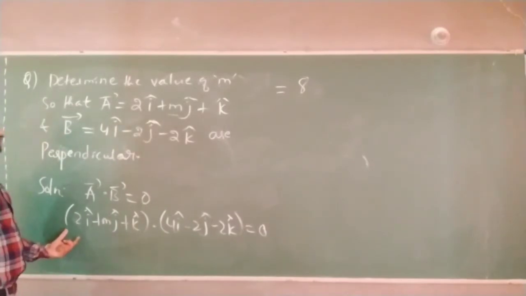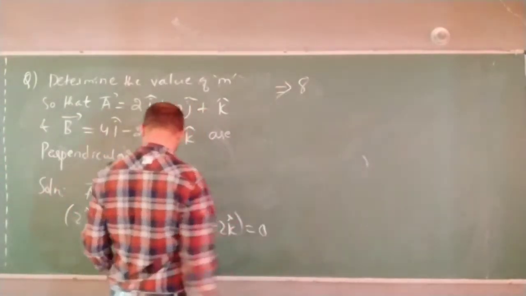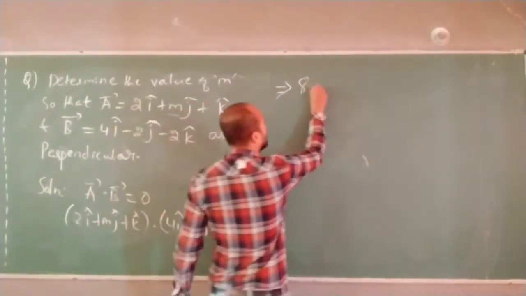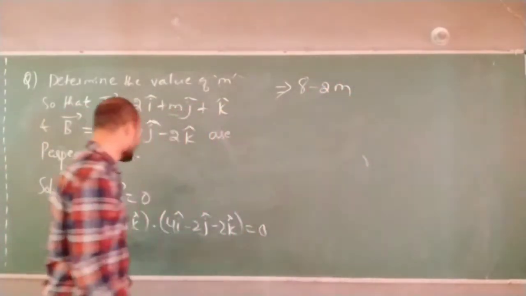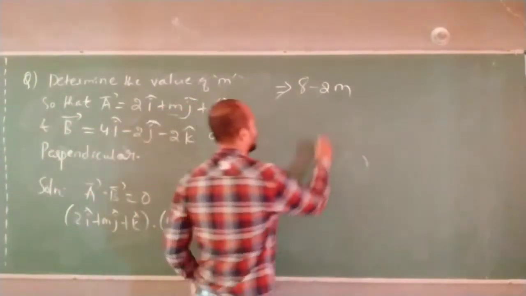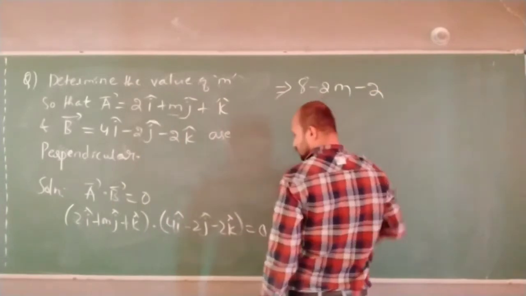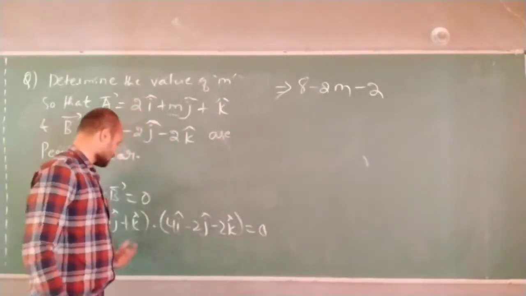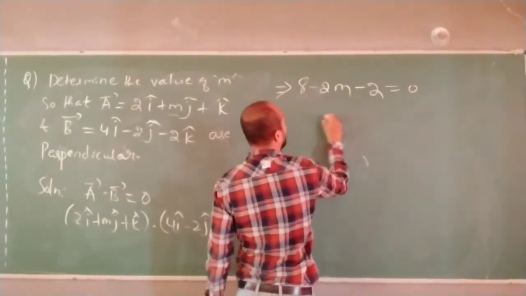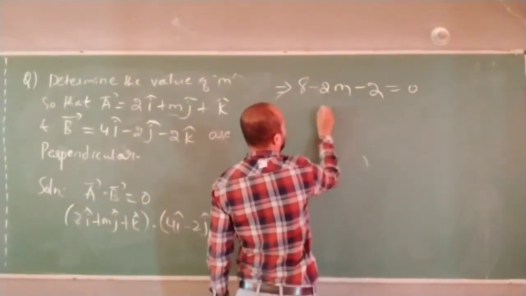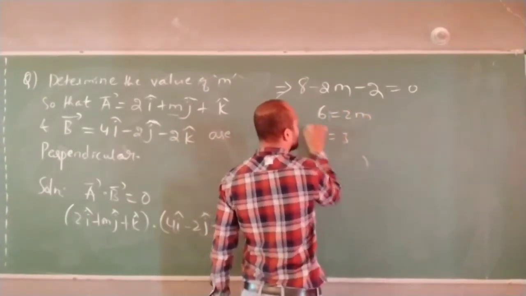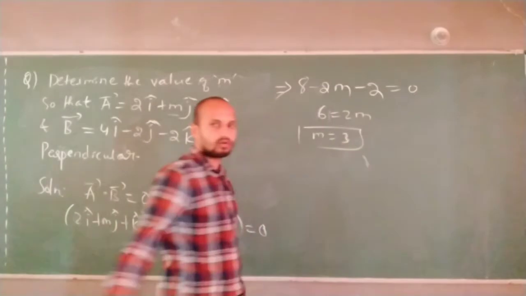Then mj cap into minus 2j cap is how much? Minus 2m. j dot j is 1. k cap into minus 2k cap is minus 2. This must be equal to 0. So this will become 6 is equal to 2m. m is equal to 3.